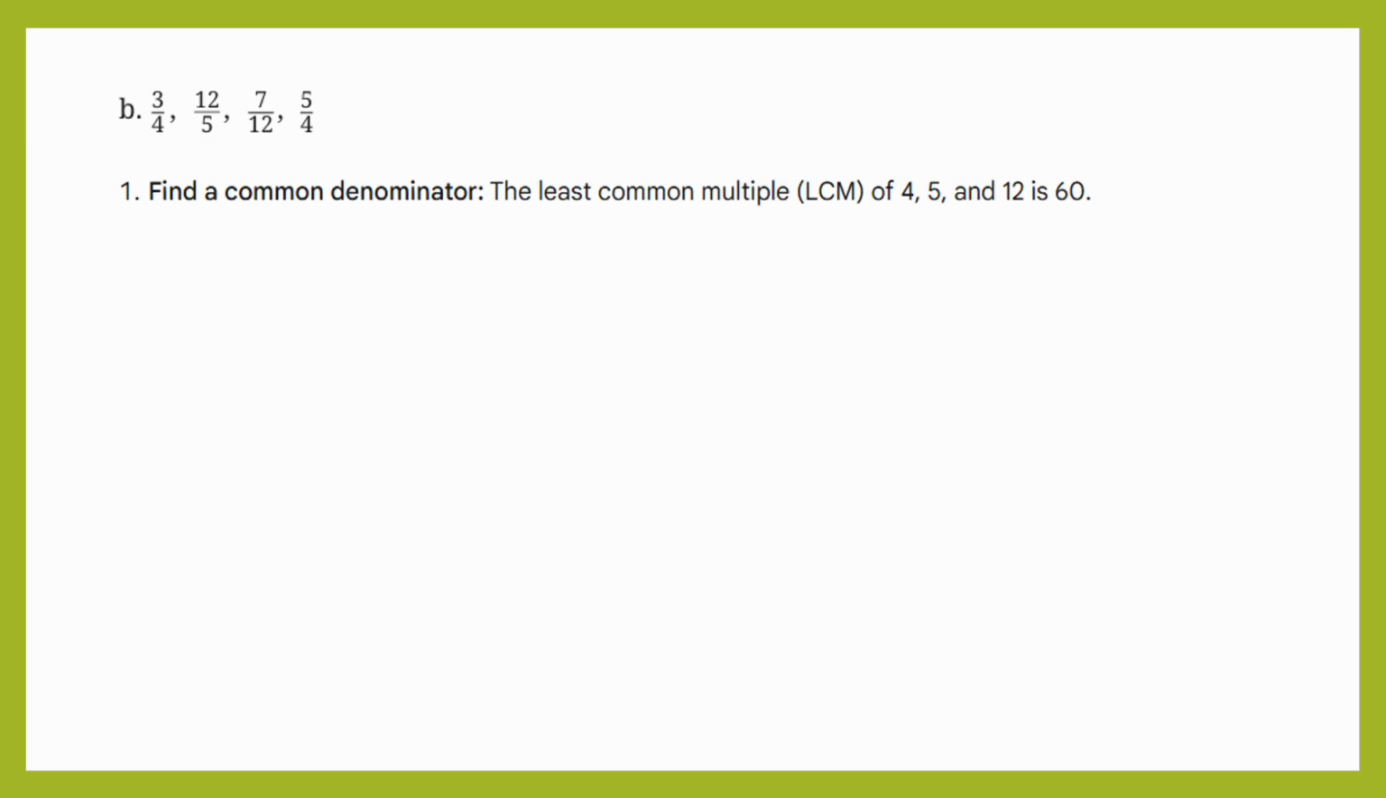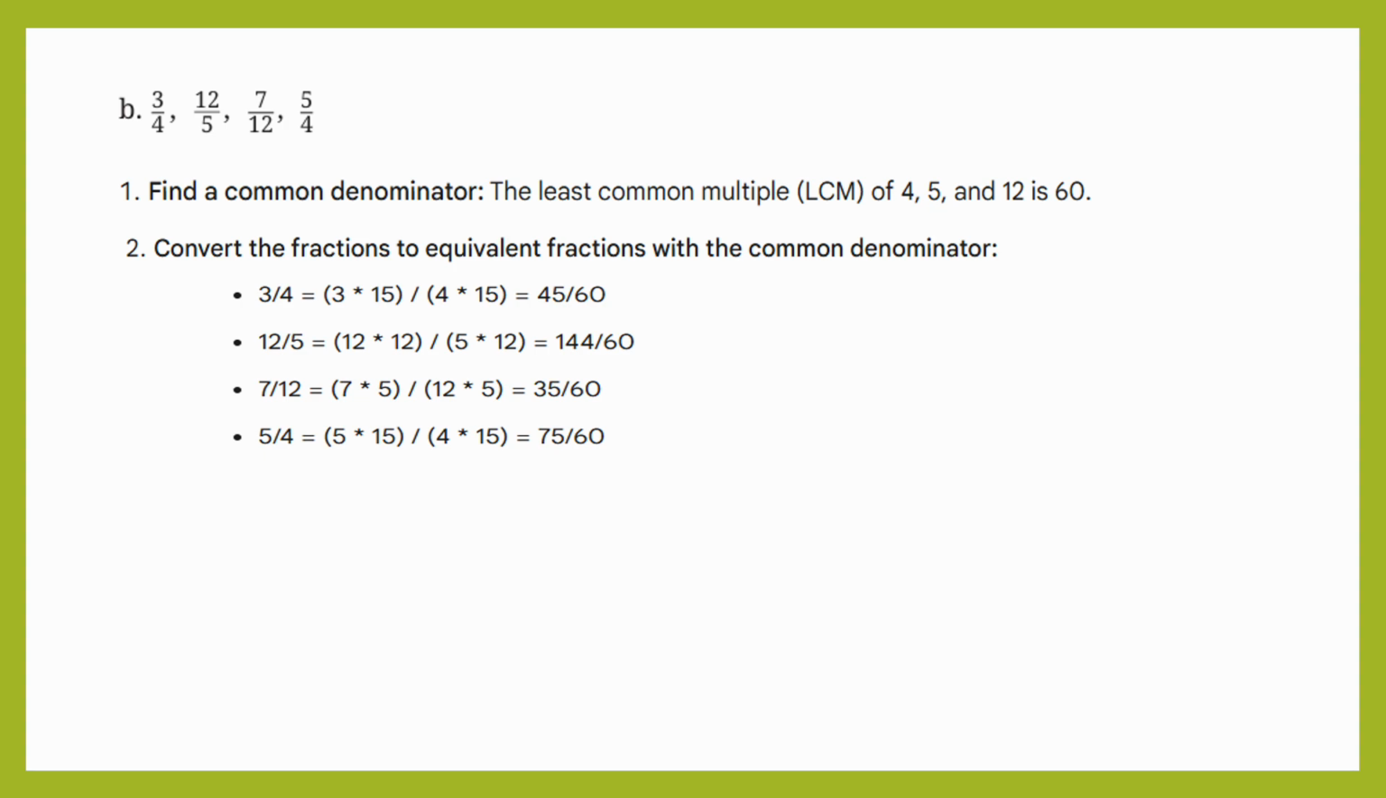Next one: 3 by 4, 12 by 5, 7 by 12, 5 by 4. Find a common denominator. So LCM of 4, 5 and 12 is 60. Convert the fractions to equivalent fractions with a common denominator. So 3 by 4 becomes 45 by 60. 12 by 5 becomes 144 by 60. 7 by 12 becomes 35 by 60. 5 by 4 becomes 75 by 60.